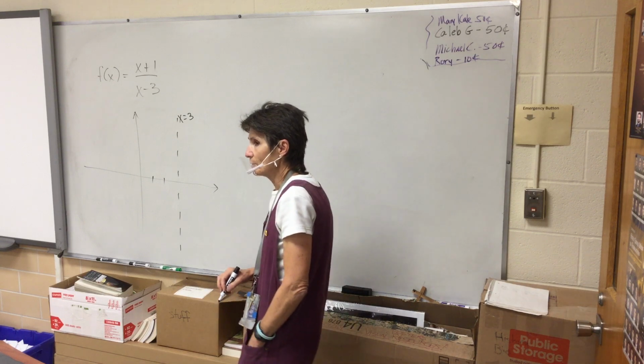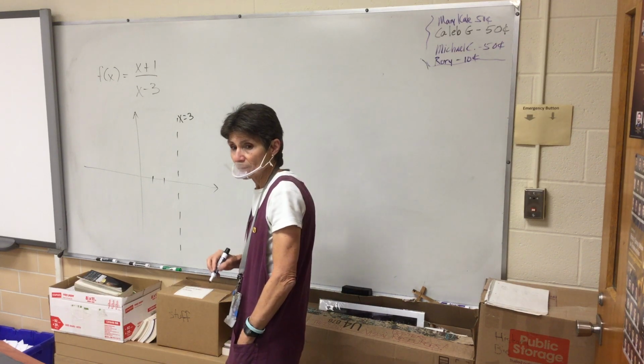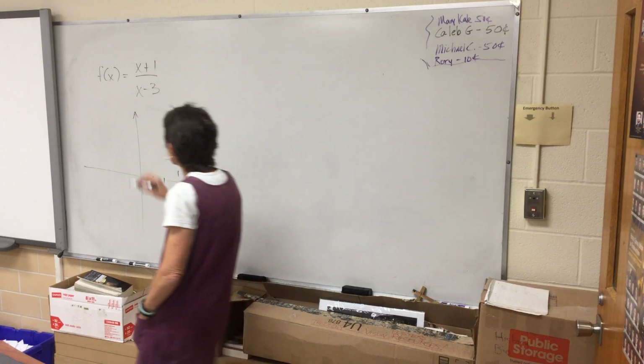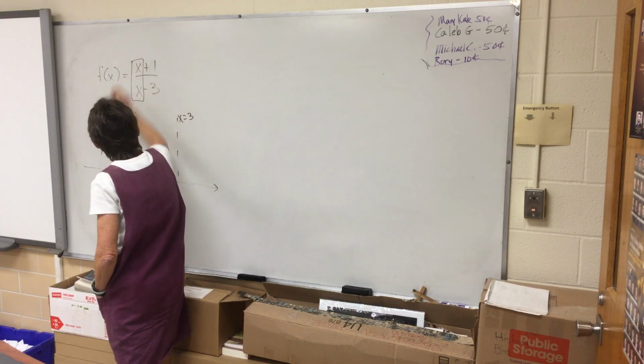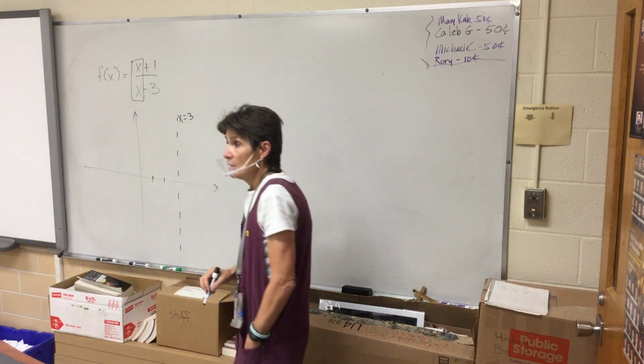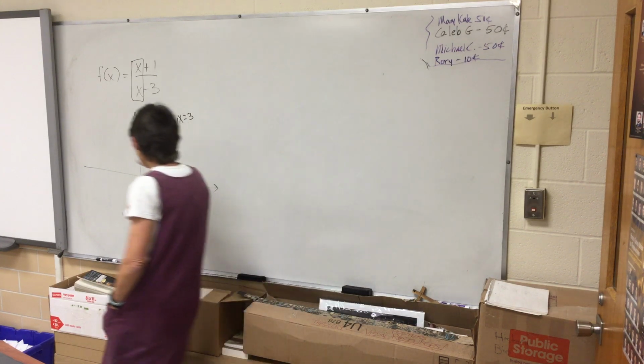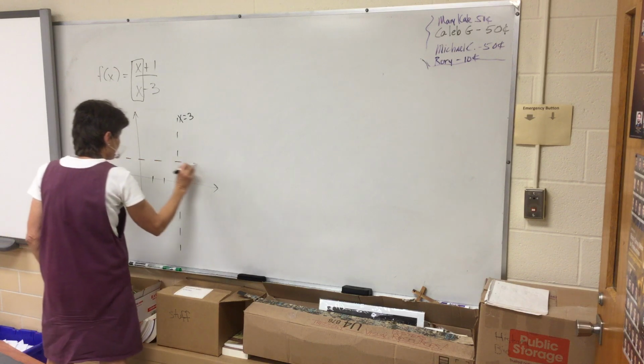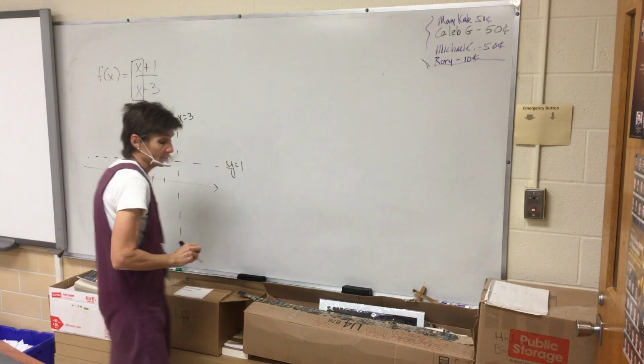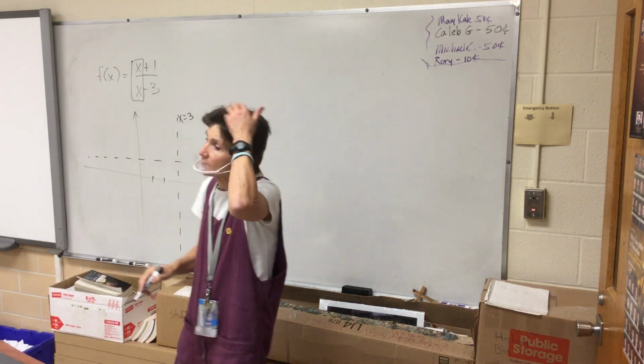How about the horizontal? This was the one that was a little bit trickier. Josh? You just look at the x's. That's right. You look right here. And in this problem, we have x over x, so our horizontal asymptote is at 1. That's all old news. We talked about those before.